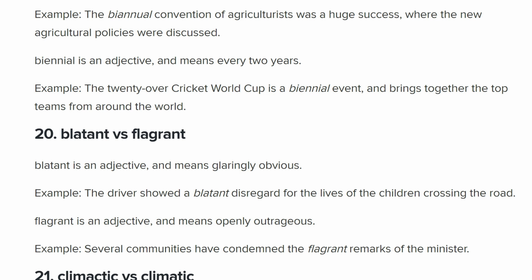Let's see if they agree. Yes, blatant means glaringly obvious. The driver showed a blatant, obvious disregard for the lives of children crossing the road. But flagrant means openly outrageous with that negative connotation. Several communities have condemned the flagrant remarks of the minister. So they're not just obvious and conspicuous and loud, but they are so in a bad way. I think that's a fairly clear distinction there.